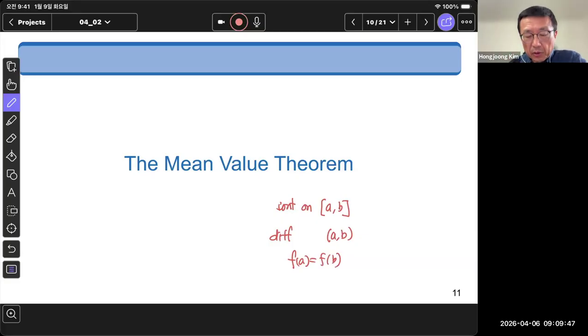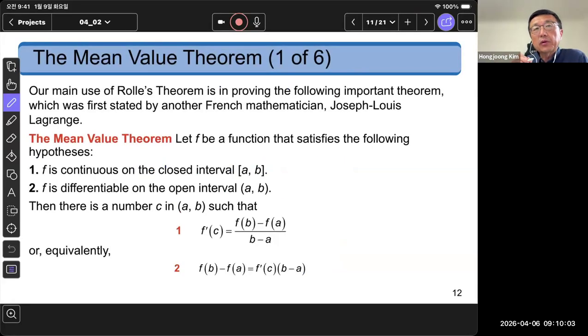Now the mean value theorem eliminates the third one. Okay, so we have freedom regarding these two function values at these two endpoints. So in the case of the mean value theorem, we have only two hypotheses. First, the function is continuous on the closed interval from A to B and differentiable on the open interval from A to B.